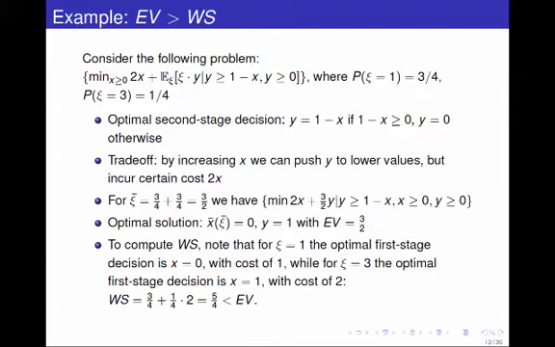If we solve the wait and see, when xi is small, then the best thing to do is push x low, keep it low, and just push x as low as possible, and then y will pick up the rest. But when xi is high, the best thing to do is increase x and push y down. So when you do the math, you get a wait and see average value of 5 over 4. It turns out that this is actually smaller than the EV. So this is an example where a source of uncertainty in the objective function actually results in an overestimation from the deterministic equivalent problem.